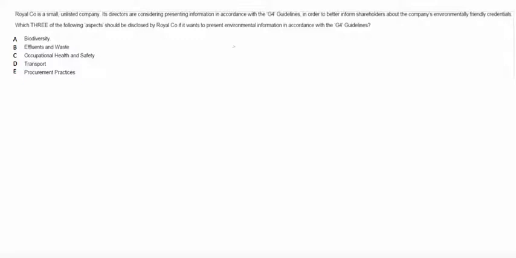Now, they've given us 5 potential answers here, so we have to rule out 2 of them. But specifically, we're thinking about the environmental information. And there's 2 ways to answer this question. You can first of all just do it from a common sense point of view and figure out which ones relate to the environment and which ones don't. Or you can go through and think about what are the specific areas covered under the environmental section of the G4 guidelines and then see which ones apply.